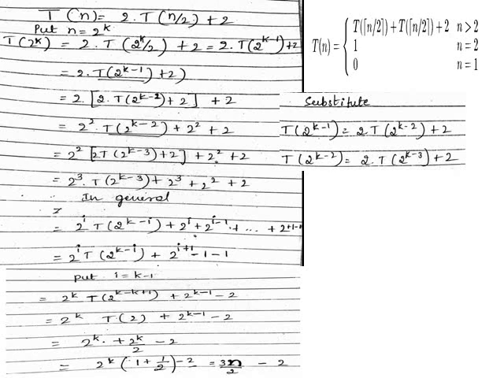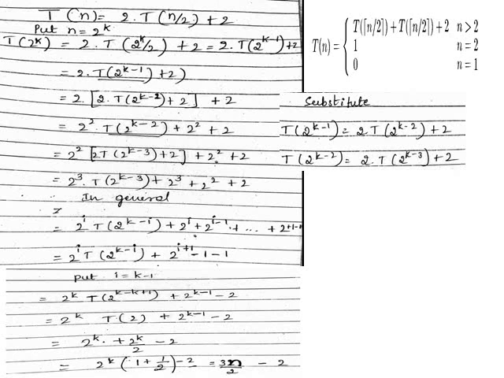So 2 to the power of k minus 1 into T of 2 to the power of k minus k minus 1, that is T of 2, plus 2 to the power of k minus 1. Here minus 1 and minus 1, which becomes minus 2. Then 2 to the power of k minus 1 into T of 2, T of 2 is equal to 1. Then plus 2 to the power of k minus 1 minus 2.